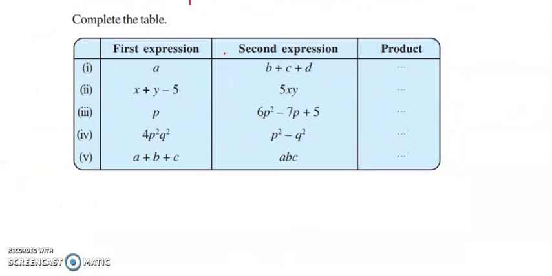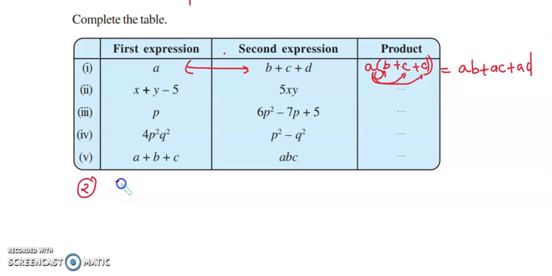Now in this what we have to do is the first and the second terms have to be multiplied together and the answer has to be put. So that means it's A times B plus C plus D. Right? That means A into B, A into C, A into D, which will give us AB plus AC plus AD. Right? The next one, I'll do it at the bottom.